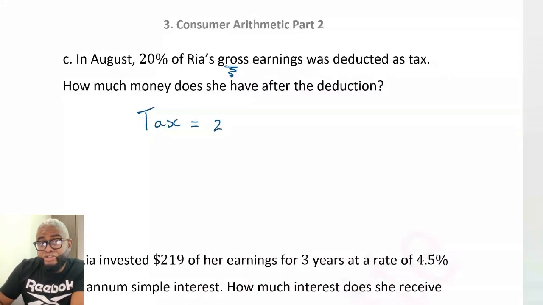So let's find out her tax. Tax would be 20% of the gross earnings, which was what? 2463.75. And what do we get when we work this out?